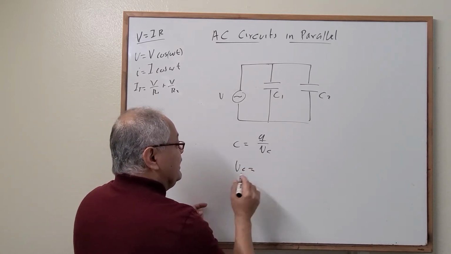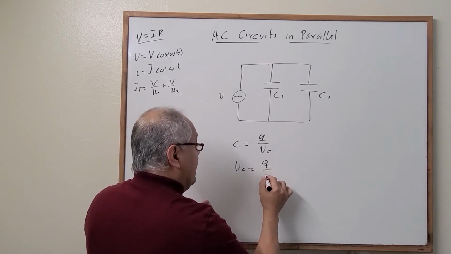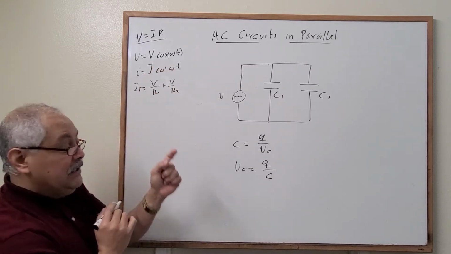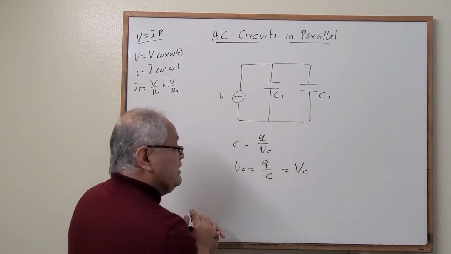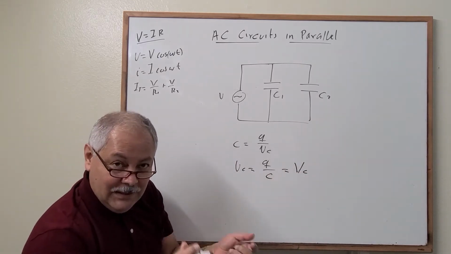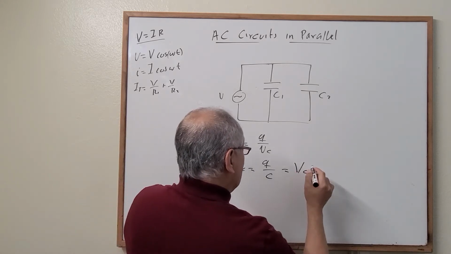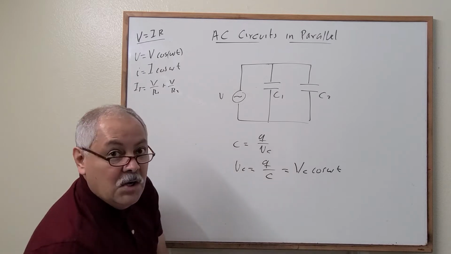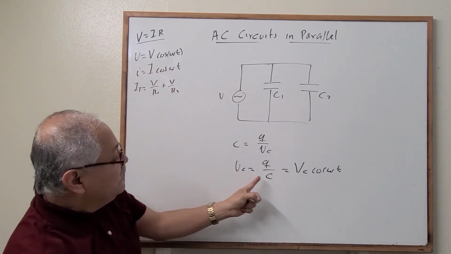Correct? It's equal to what? In this case, charge divided by capacitance. But from the condition that we have at the beginning, this is equal to the maximum voltage of the capacitor, right? The amplitude, correct? Times what? Times cosine omega t. Remember, we're looking for current. We already found voltage, right?